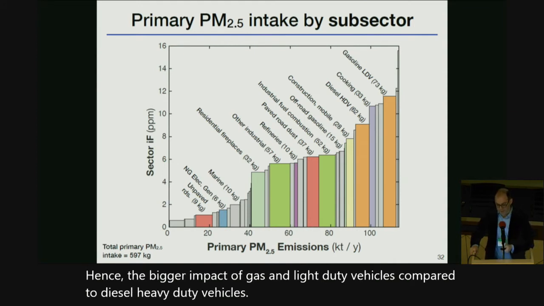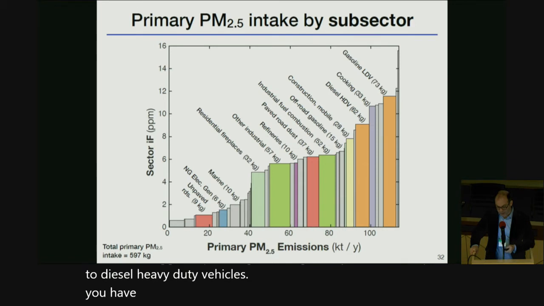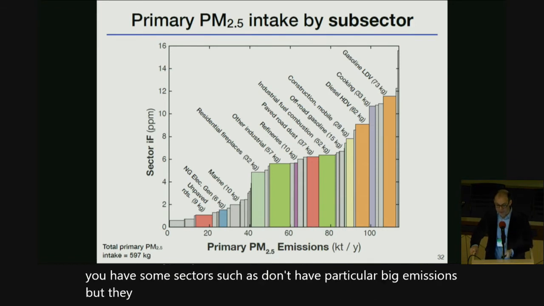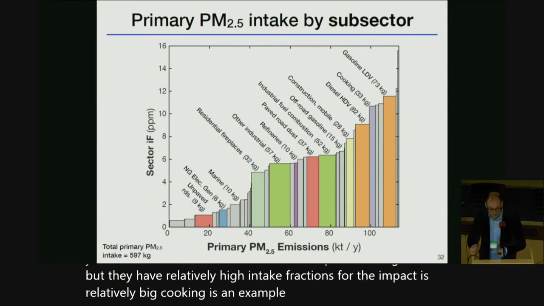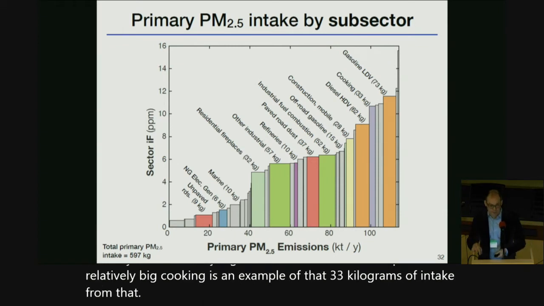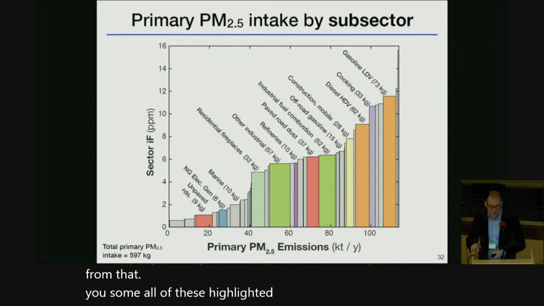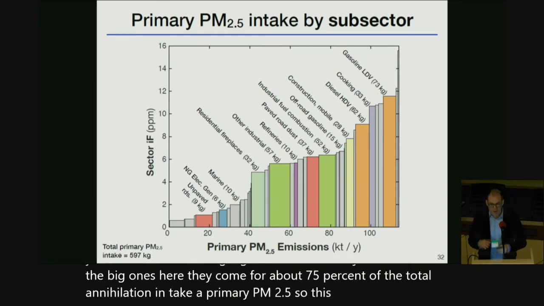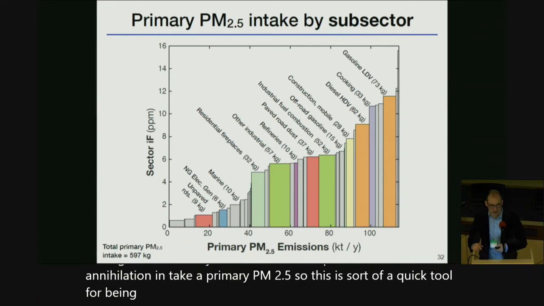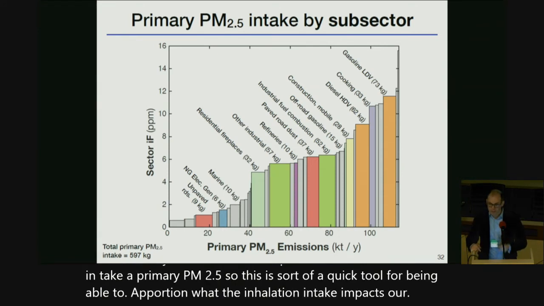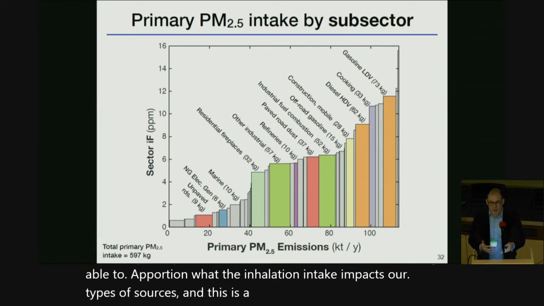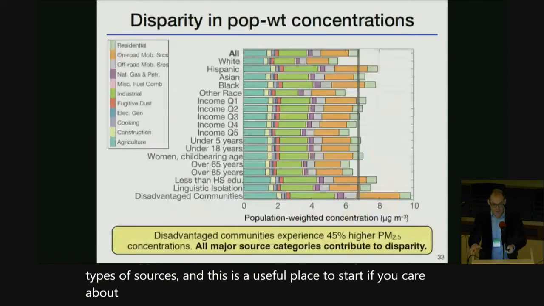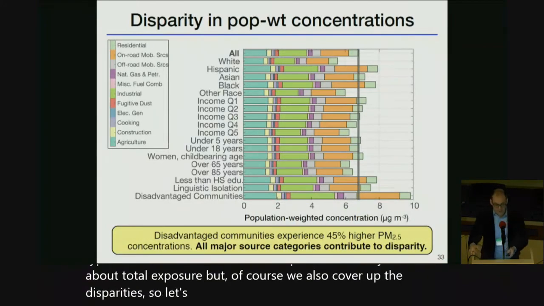You have some sectors that don't have particularly big emissions, but they have relatively high intake fraction, so their impact is relatively big. Cooking is an example of that, 33 kilograms of intake from that. When you sum all of these highlighted ones, just some of the big ones here, they account for about 75% of the total inhalation intake of primary PM2.5. So this is a quick tool for being able to apportion what the inhalation intake impacts are of different types of sources. And this is a useful place to start if you care about total exposure, but of course we also care about the disparities. So let's talk about these disparities now.